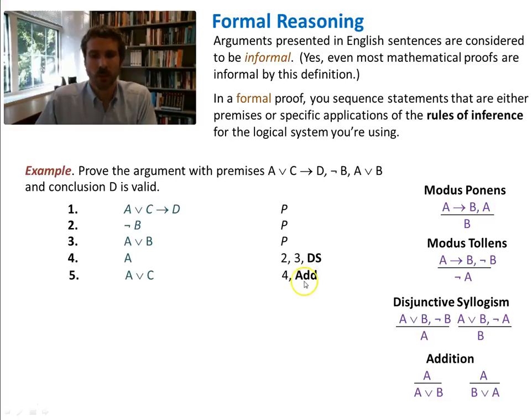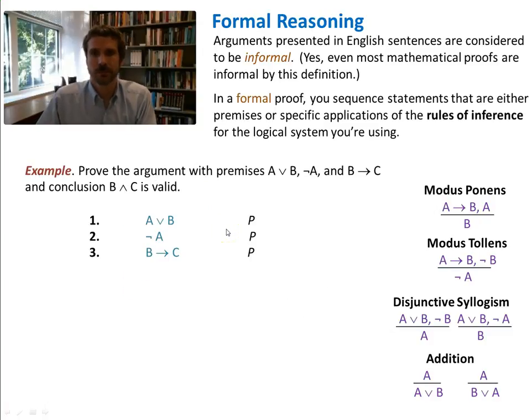So we'll call on addition with line number 4 to give us that A or C is true. And now we use modus ponens with 1 and 5 to give us D. QED. There we go. This is a formal proof for the validity of this argument.